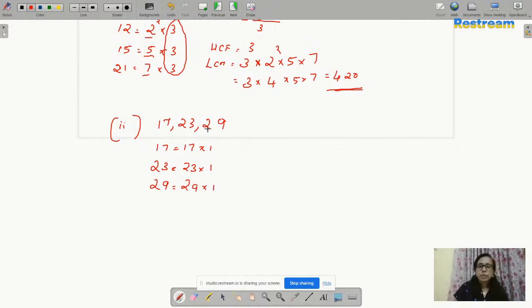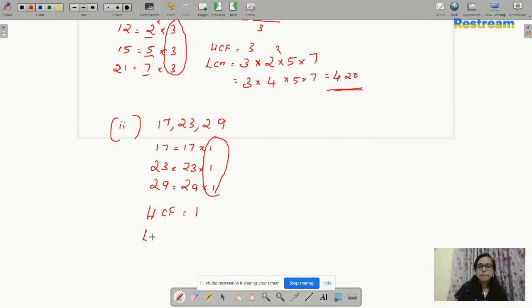Okay, so what is the common factor here? What is the HCF? HCF is equal to the common factor, that is 1. If there are no other common factors, we can say that 1 is the common factor. So the highest common factor is equal to 1. Here in 17, 23 and 29 no other common factors are there. So we can say that HCF is equal to 1.